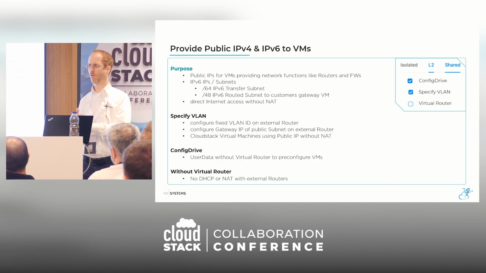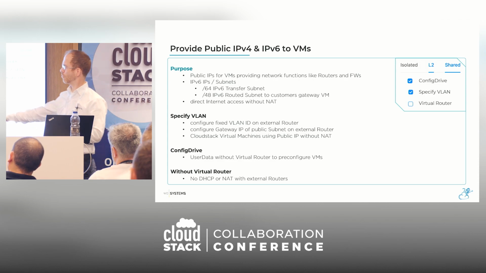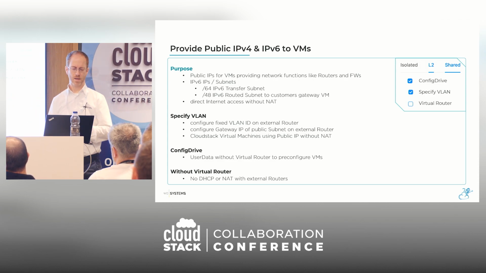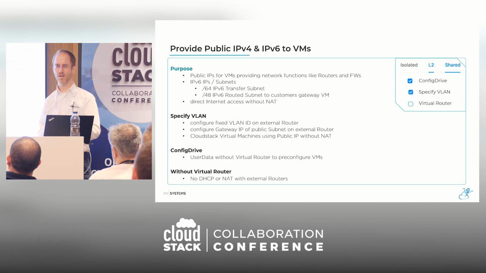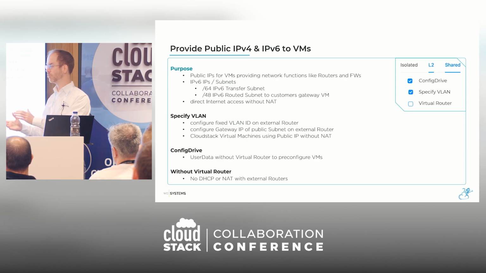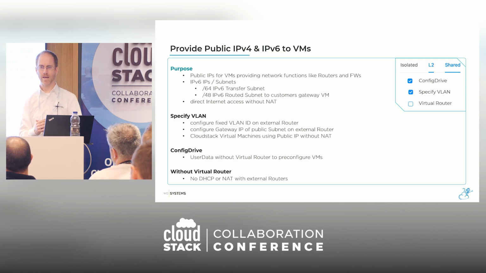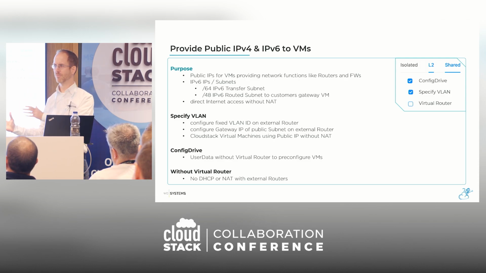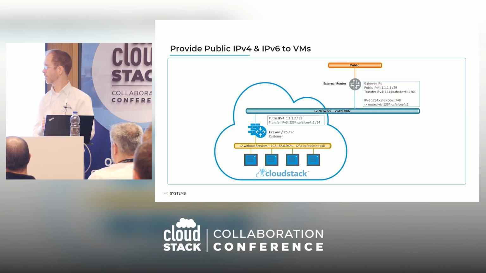That is the case for running virtual firewall appliances, virtual routing appliances. You do not want to have NAT in front of that. You want to have the public IP address. And again, we specify the VLAN, and that allows us to configure this VLAN on external resources, on external storage, on external routers, and gives us the possibility to configure the gateway on an external router, and have public IP addresses assigned directly to virtual machines. Let me show that in a drawing.